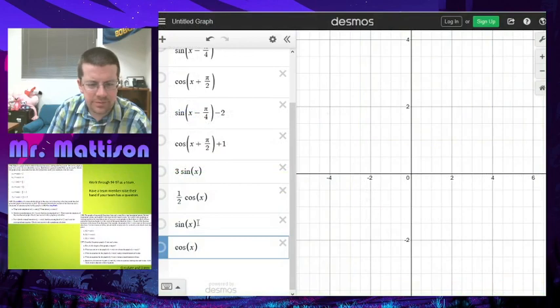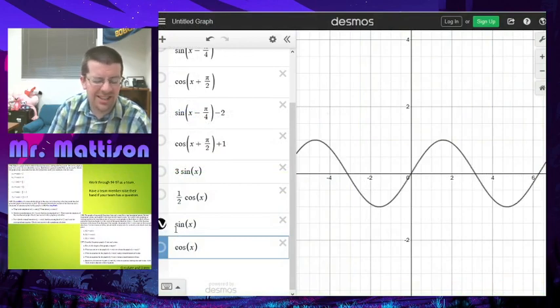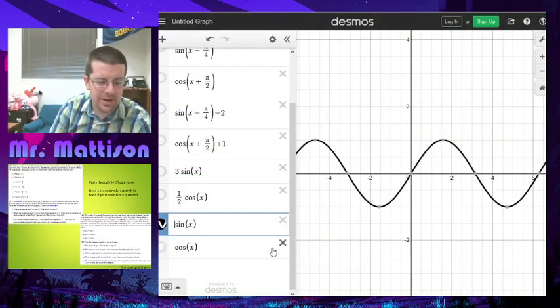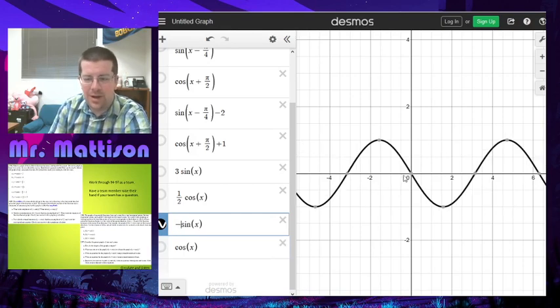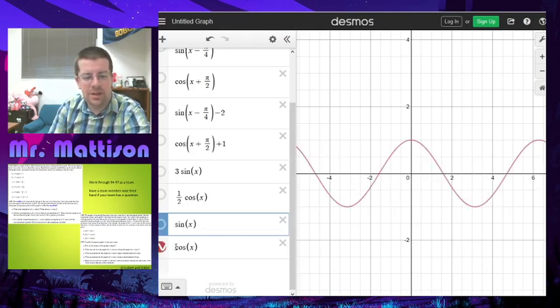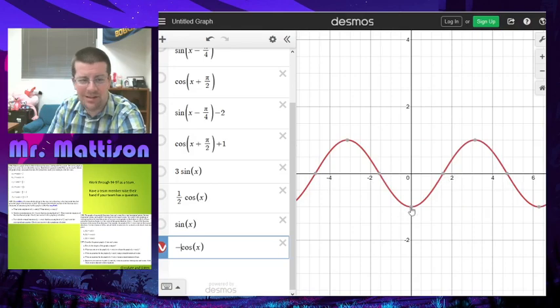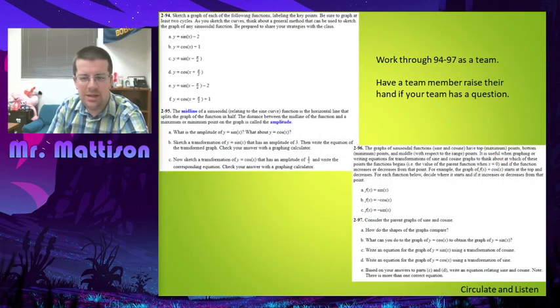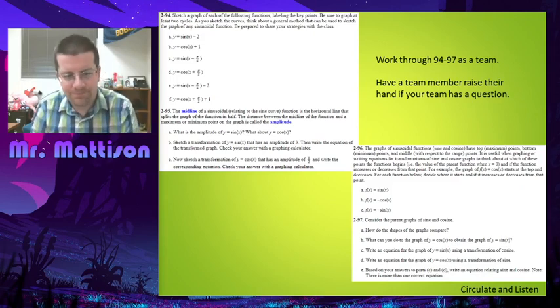If I graph these, here's our standard sine. If I make it negative in front, now I start by going down as opposed to going up if it wasn't negative. And cosine, again, starts on top and goes down, but if I make it negative, now I start down and go up. So hopefully that wasn't too terribly challenging for us. Okay.